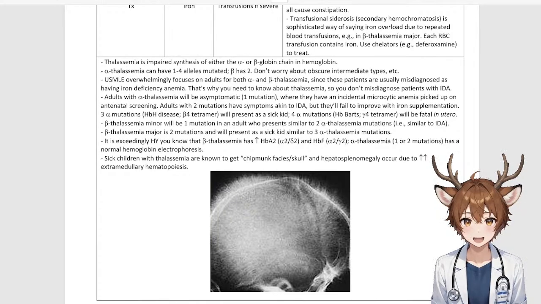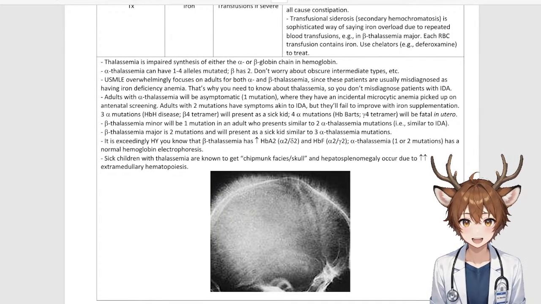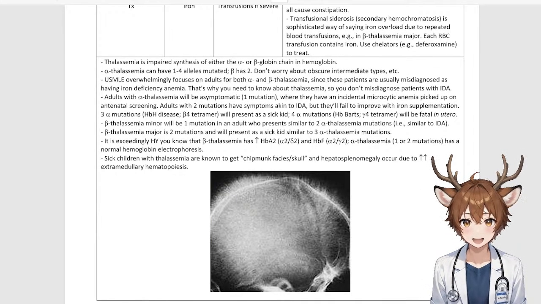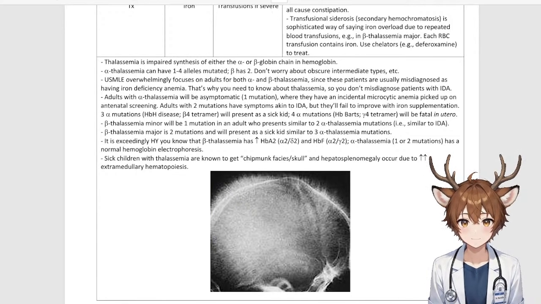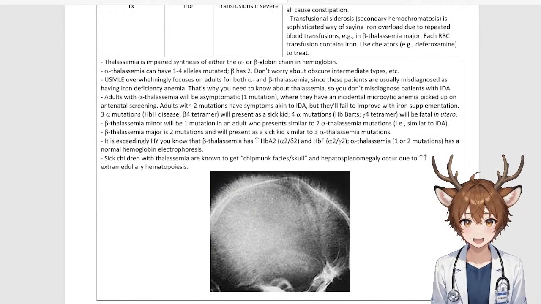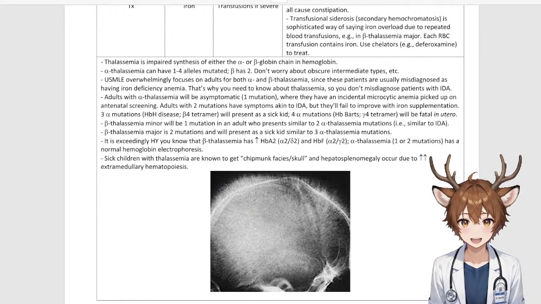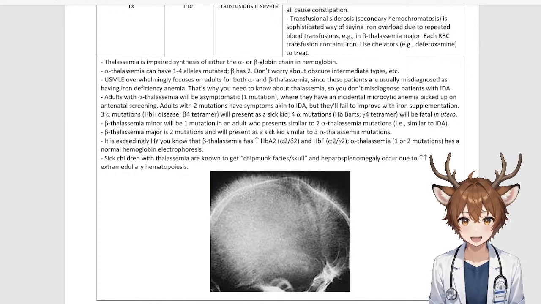Adults with alpha thalassemia with 1 mutation will be asymptomatic, where they have an incidental microcytic anemia picked up on antenatal screening. Adults with 2 mutations have symptoms akin to IDA, but they'll fail to improve with iron supplementation. 3 alpha mutations, HbH disease, beta 4 tetramer, will present as a sick kid. 4 alpha mutations, hemoglobin Bart's, gamma 4 tetramer, will be fatal in utero.